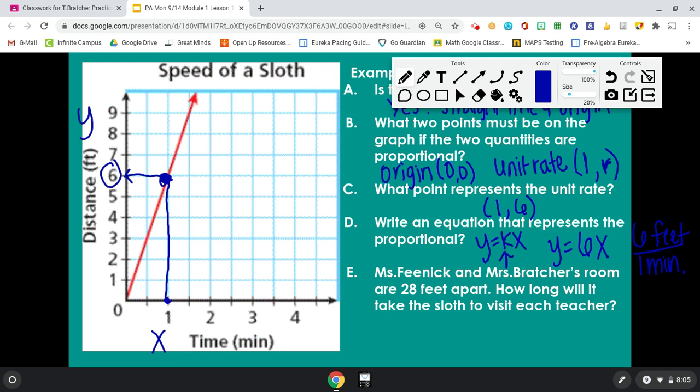So hopefully you have figured that out. You will be dividing, because I'm trying to find my minutes. So 28 divided by 6 is going to give you the amount of minutes. So let's figure that out. Again, you can use your calculator. 28 divided by 6 would be about 4.67 minutes.